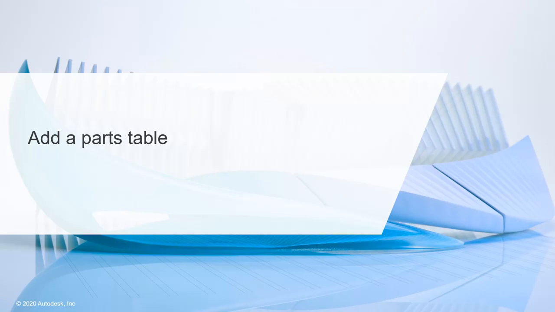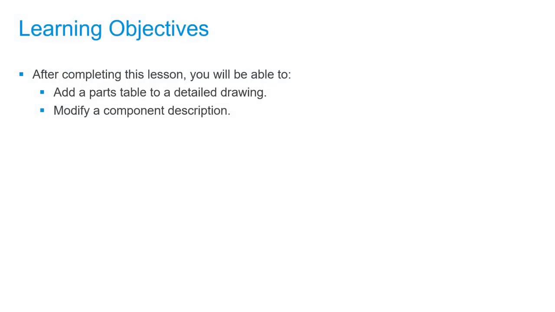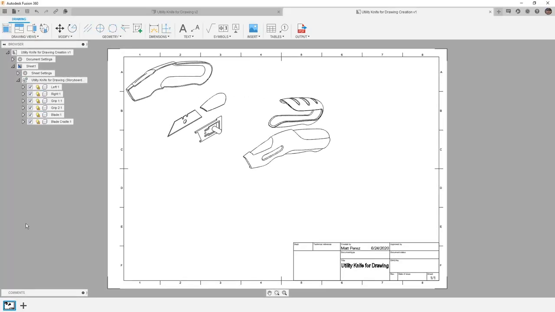In this lesson, we'll add a parts table. After completing this lesson, you'll be able to add a parts table to a detailed drawing and modify a component description. In Fusion 360, we're going to carry on with our utility knife for drawing creation file.